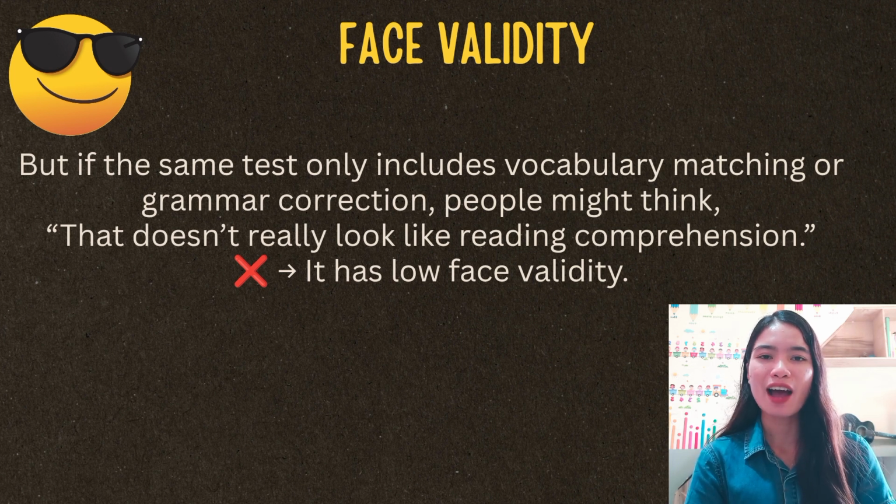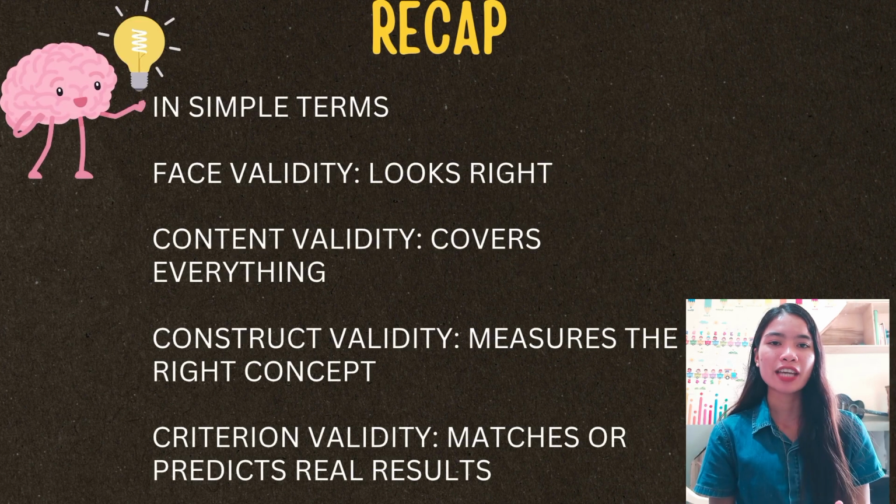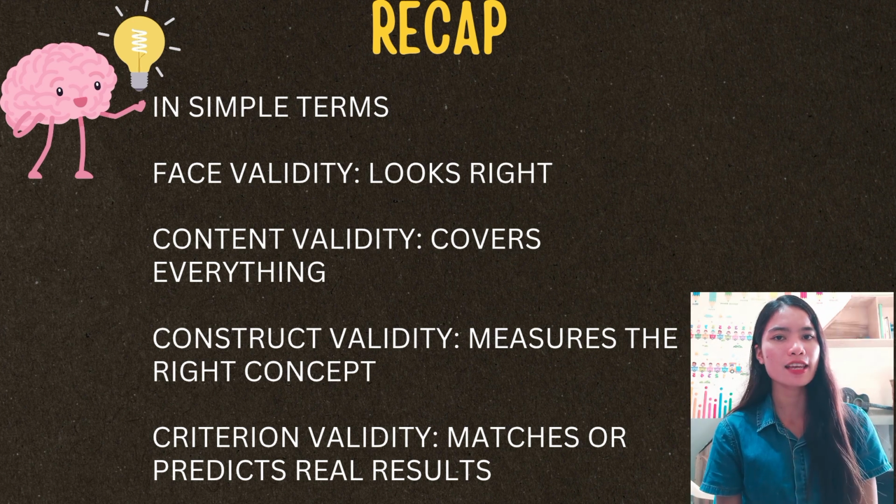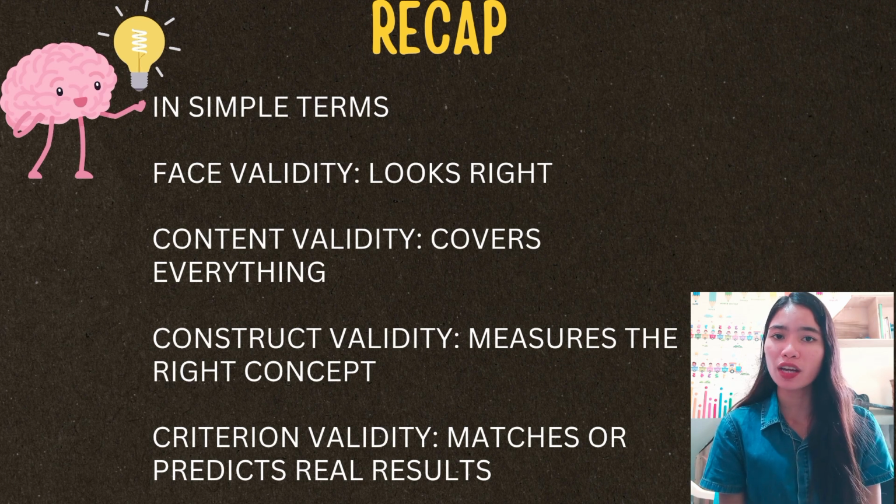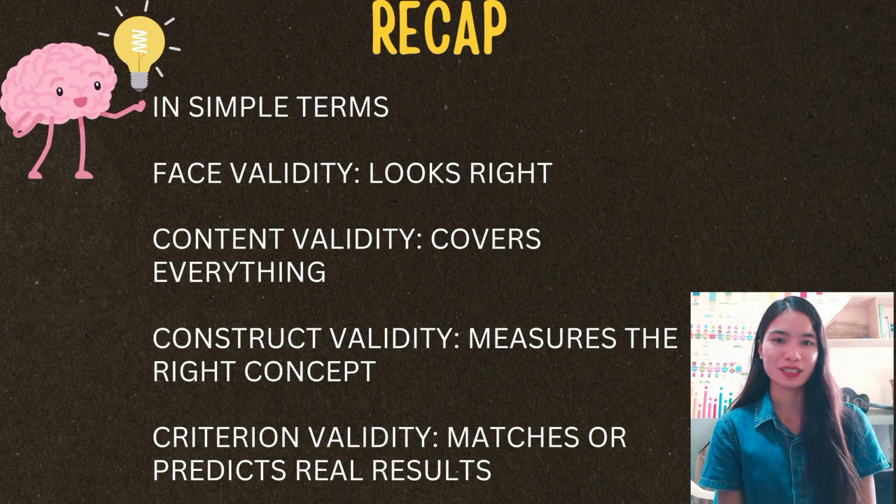So now let's have our brief recapitulation of our topic. First is the content validity. Ensure the test items cover all the learning objectives. Second, construct validity. Ensure the test measures the correct concept or skill. Third is the criterion validity. Checks if the test results relate to real-world performance. And last is the face validity. Make sure the test looks fair and relevant to the learners.